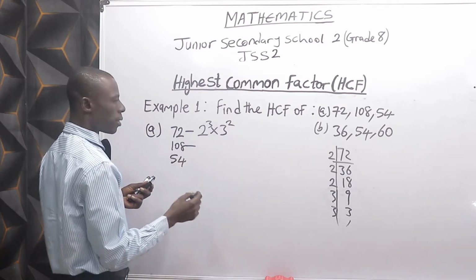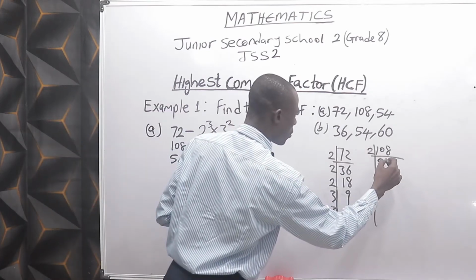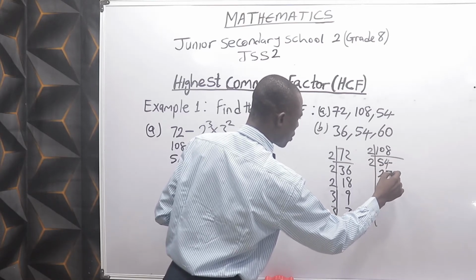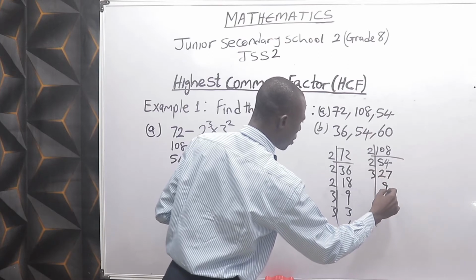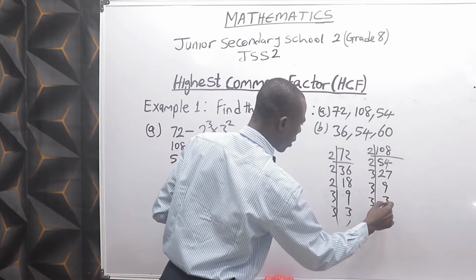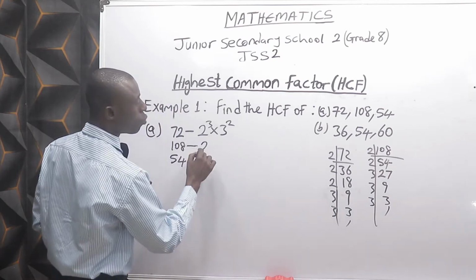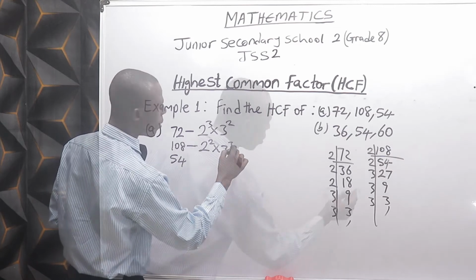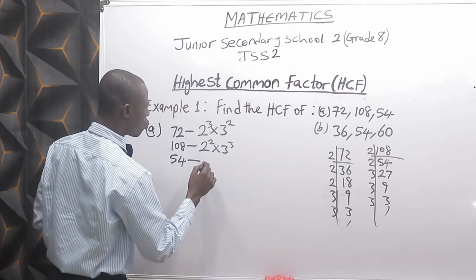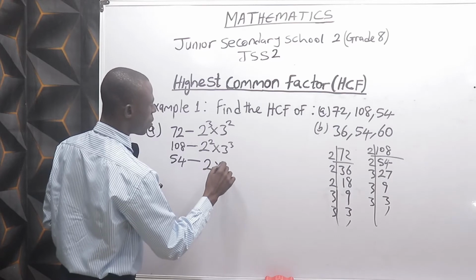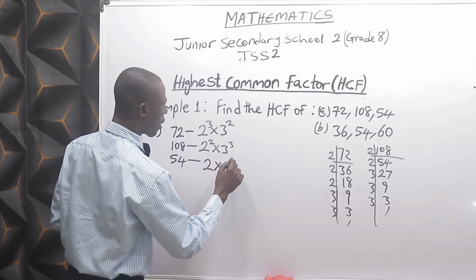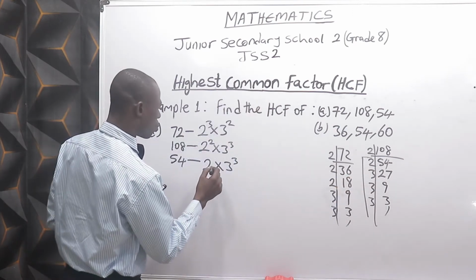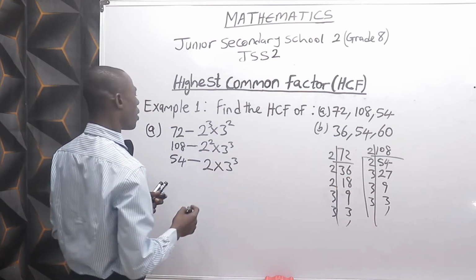For 108, 2 here, 5, 4. 2 here, 2, 7, 3, 9, 3, 3, 3, 1. So that will be 2 raised to power 2 times 3 raised to power 3. For 54, it will be 2 times 3 raised to power 3. You see, for 54, I just cut it from here. So that is 2 times 3 raised to power 3.